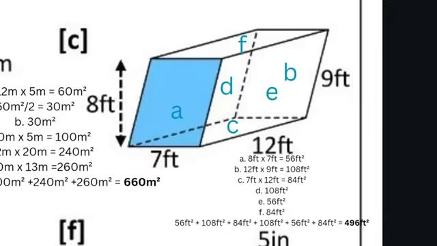A and E would be the same, 56 foot square. C and F would be the same, 84 foot square, because their bases are the same. Then we add all up together, and the answer would be 496 foot square.